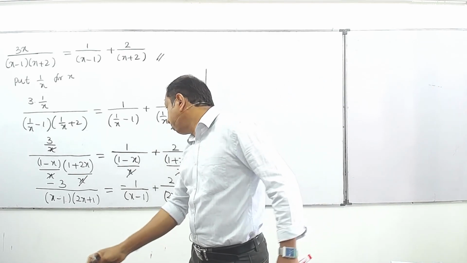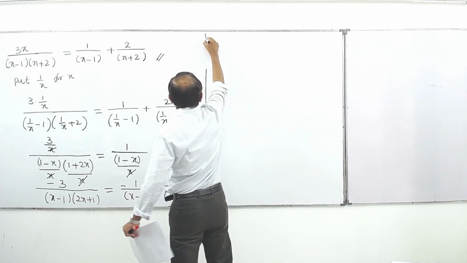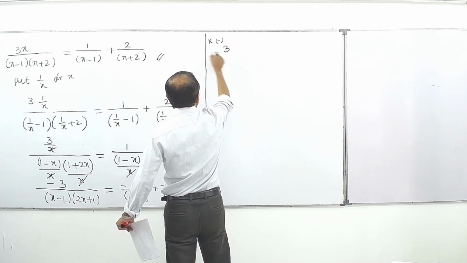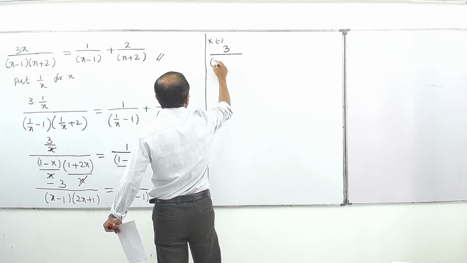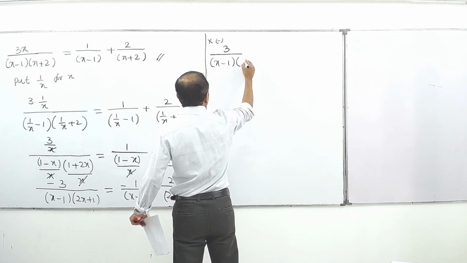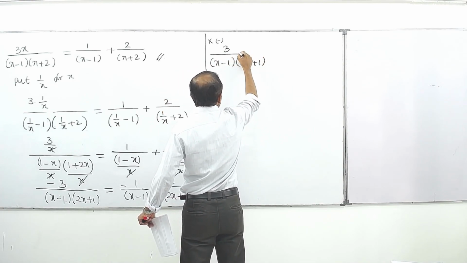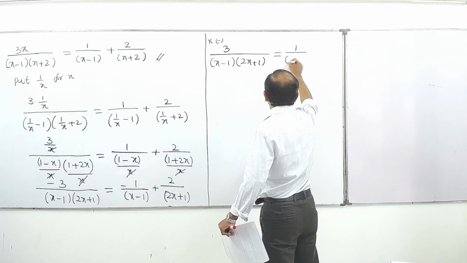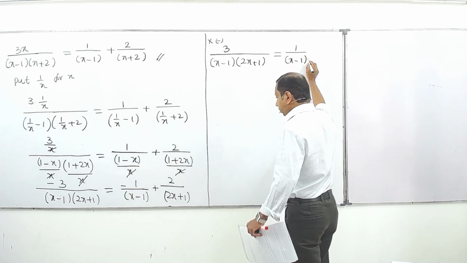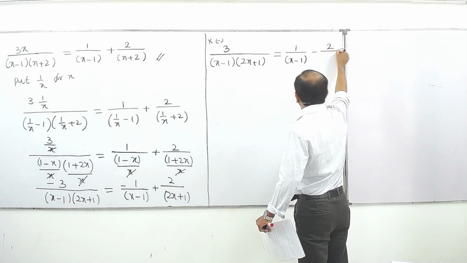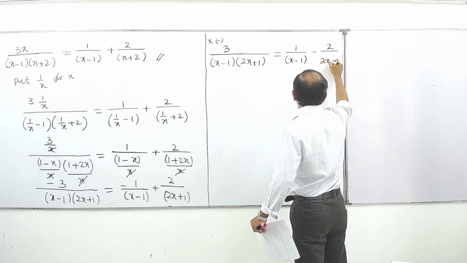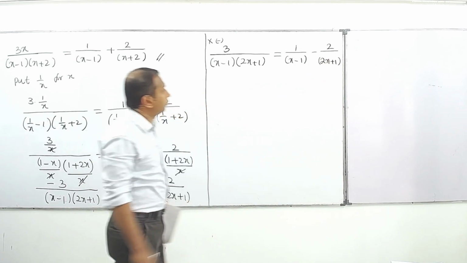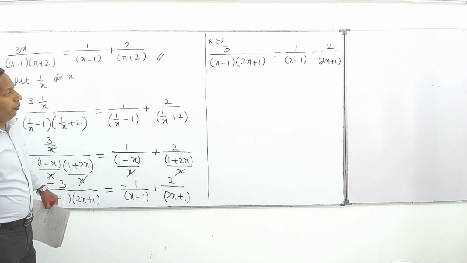Right, so then multiply by minus sign we get 3 over x minus 1, 2x plus 1 equals 1 over x minus 1 minus 2 over 2x plus 1. Right, no?